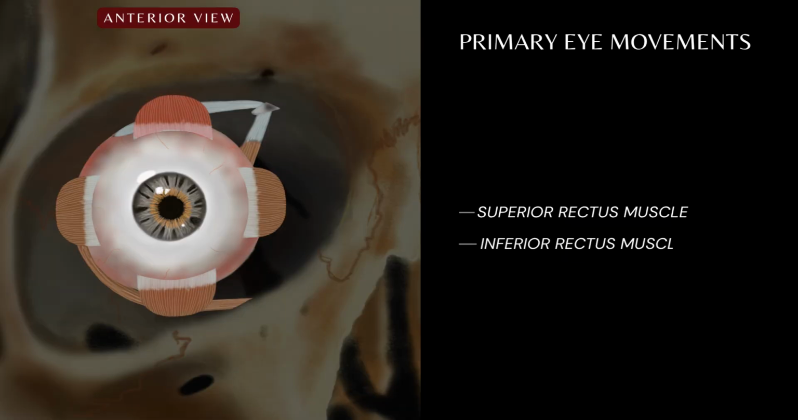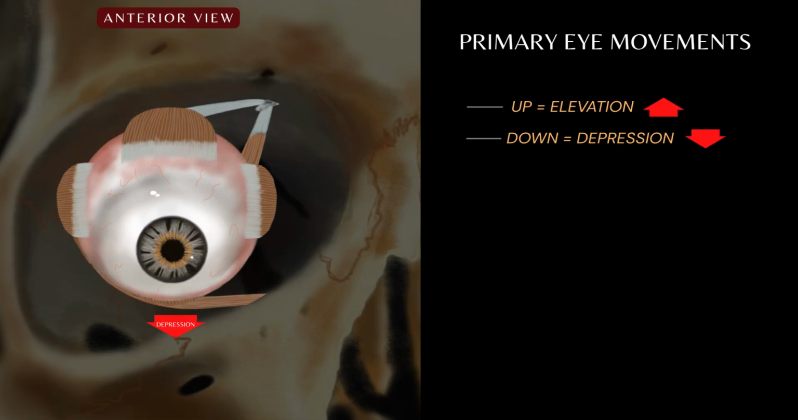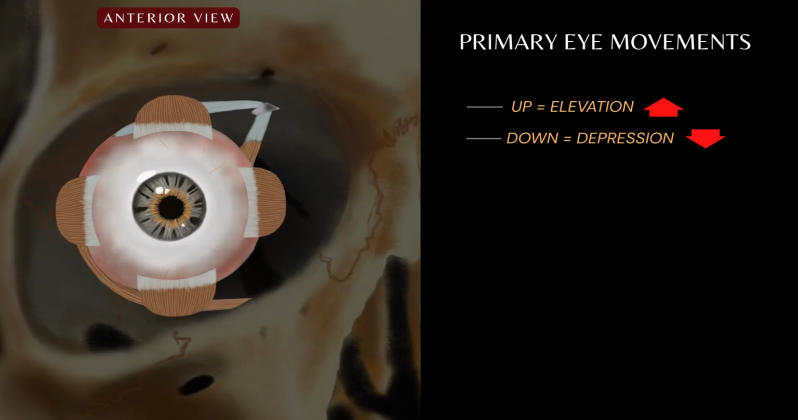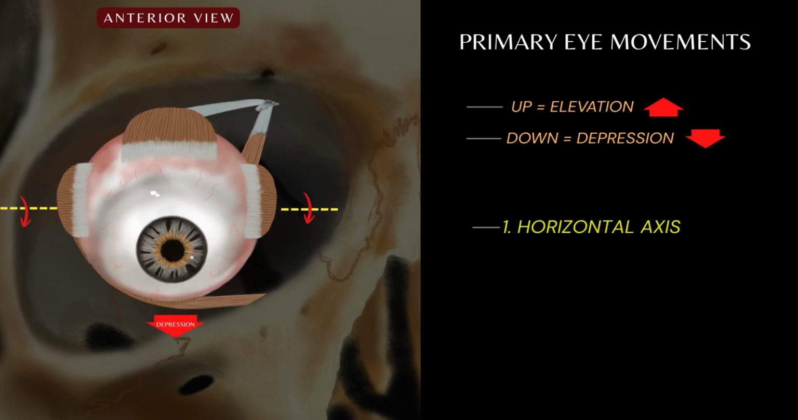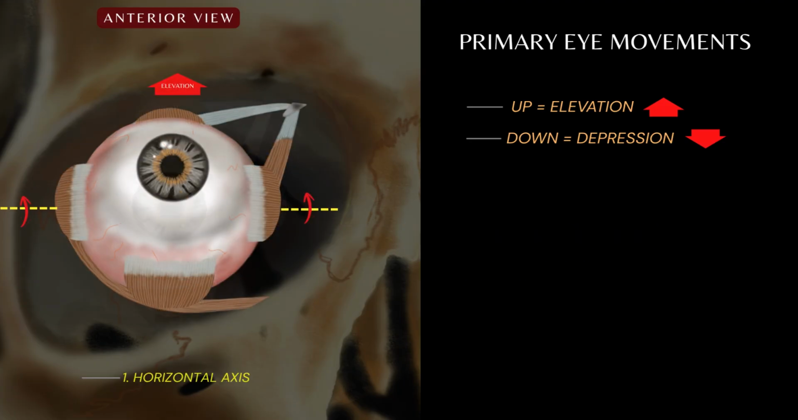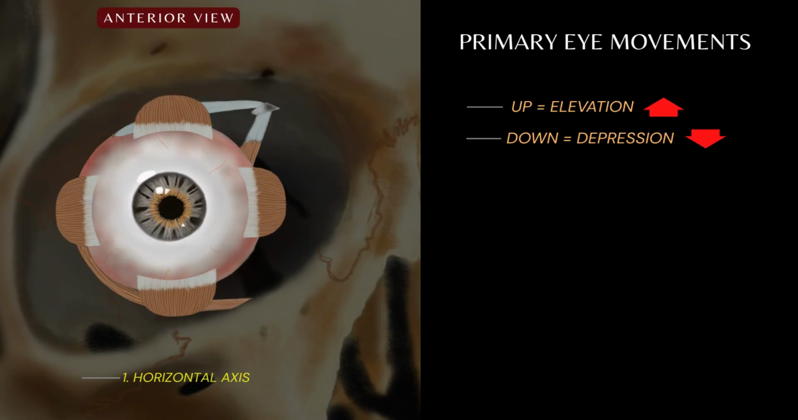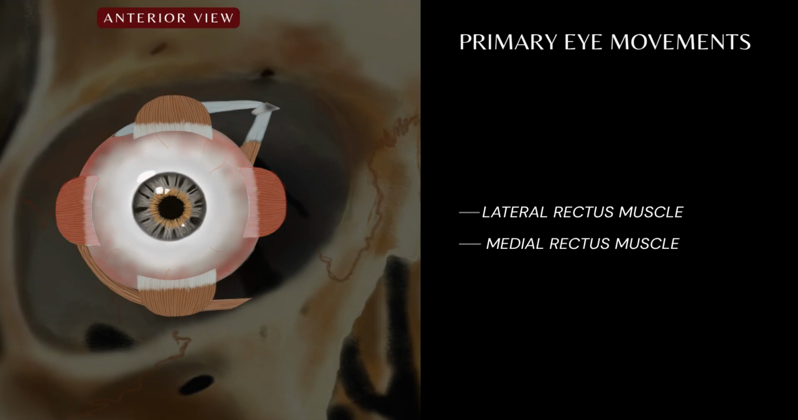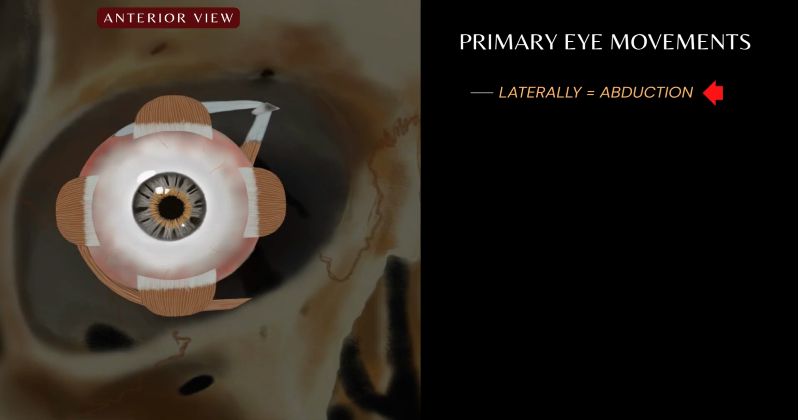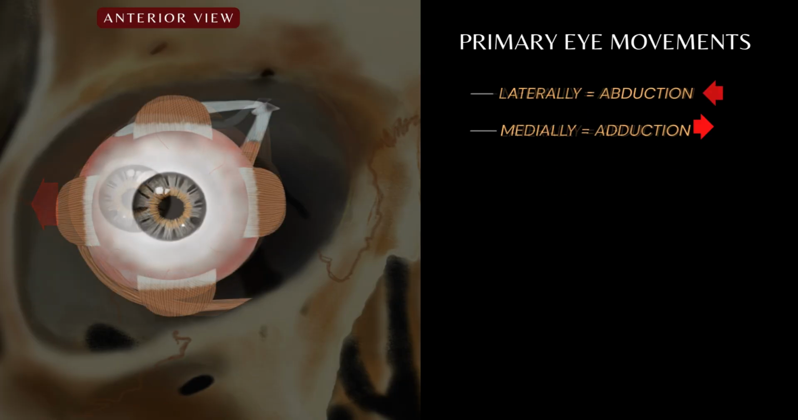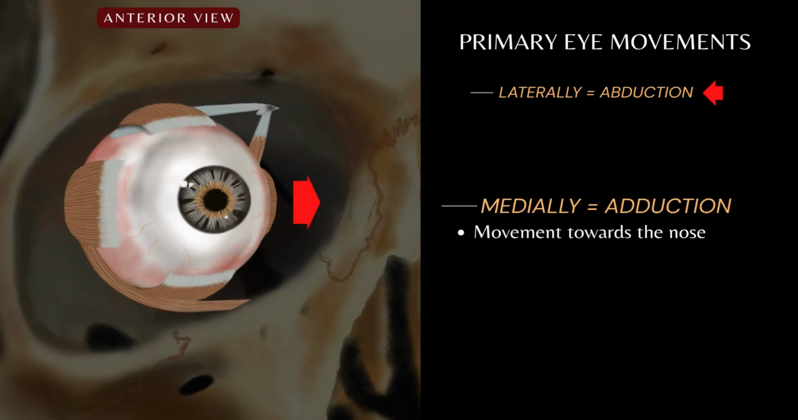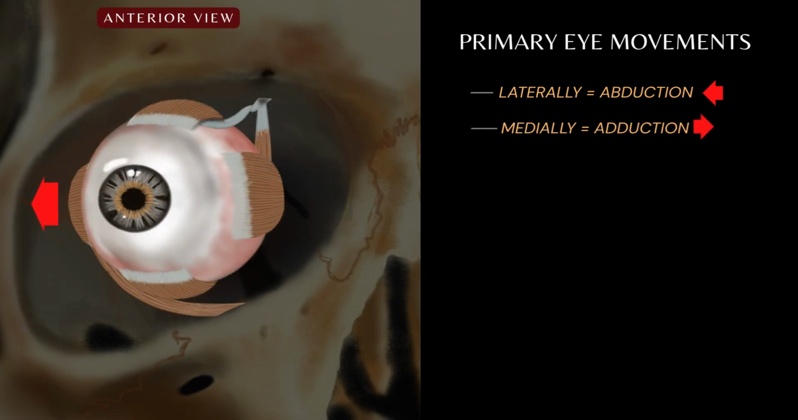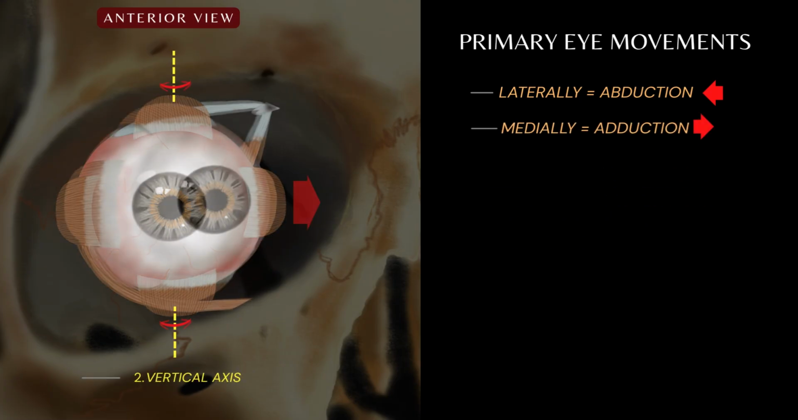The superior and inferior recti control vertical movement, elevation and depression. Elevation is movement of the eye upward, while depression is the downward movement. These movements are done along the horizontal axis. The lateral and medial recti control horizontal movement. They allow abduction and adduction, respectively. Abduction is movement away from the nose, while adduction is movement towards the nose. These movements are done along the vertical axis.